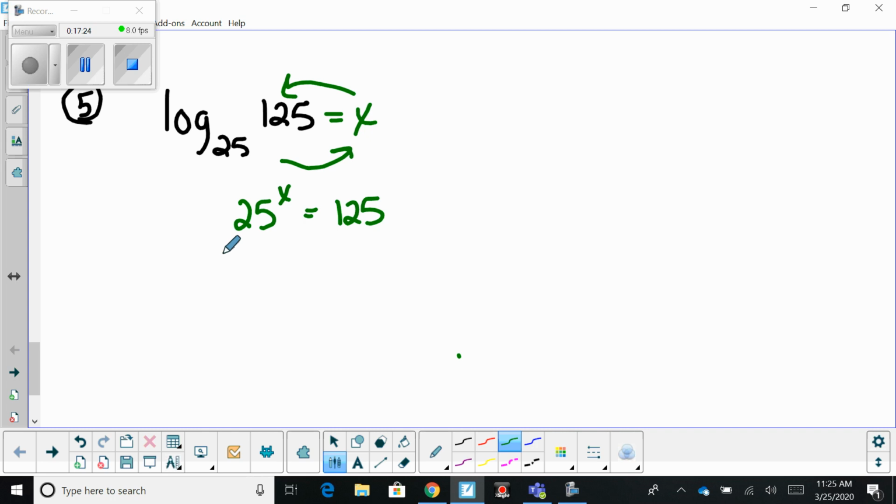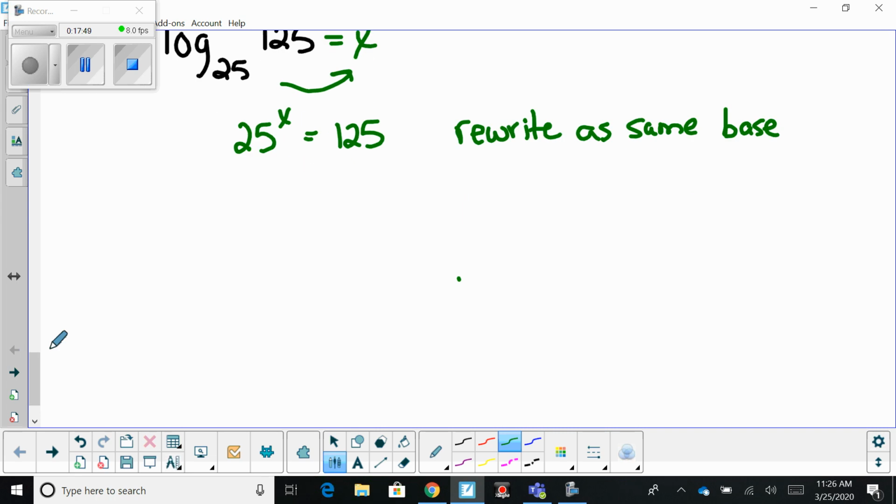And now, 25 squared is 625. So this isn't 1 and this isn't 2. So I've got to figure out what it is. A lot of times when you see something like this, you can rewrite these as the same base. You should at least recognize from the powers you memorize that these are both powers of 5. So if I rewrite them as the same base, 25 becomes 5 squared raised to the x. 125 becomes 5 cubed.